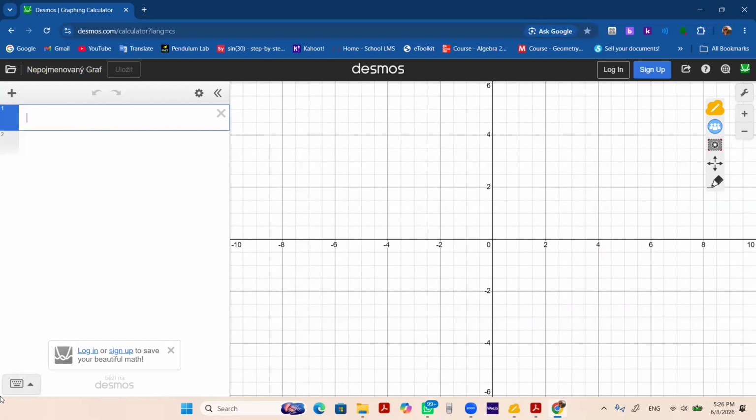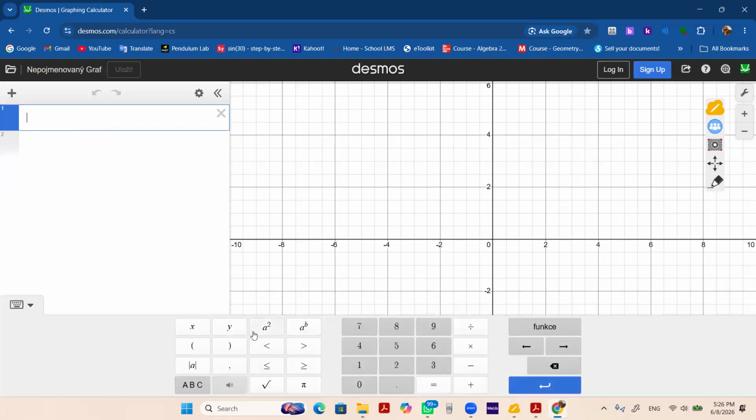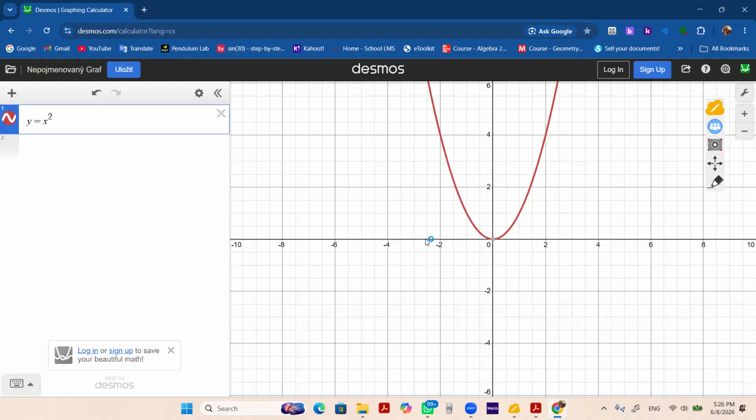If we write here y equals x squared, what do you notice? It's a quadratic function upward. This point is called the vertex of the function, which is A. Can you see it? Huh? Yeah. 0 and 0.